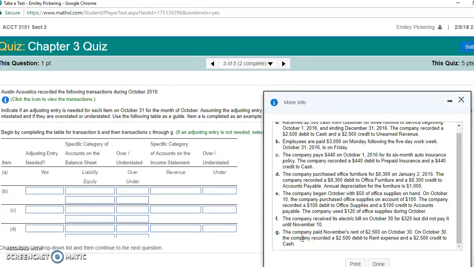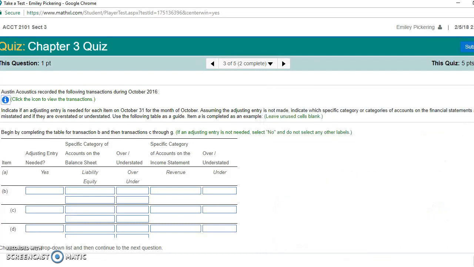And then the company paid November's rent on October 30th. So then I'm not sure if there's anything you need to do here. Well, I guess technically it could be prepaid, but we're only looking at a day there. I'm not sure that that's something that we need to record and then go ahead and reverse with an adjusting journal entry. All right, let's look at the next.